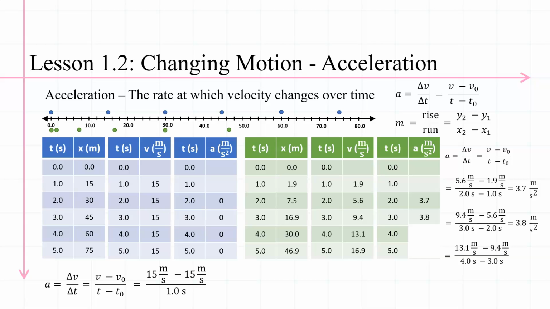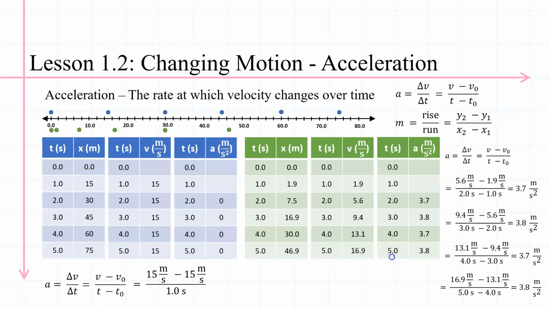The next points, 13.1 meters per second is what I'm moving at 4 seconds. 9.4 meters per second was what I was moving at 3 seconds. When I calculate the slope between those 2 points, I get 3.7 meters per second squared. And then if I calculate the slope between the last 2 points at 4 seconds and 5 seconds, 3.8 meters per second squared. And I'm guessing that this should probably be constant.